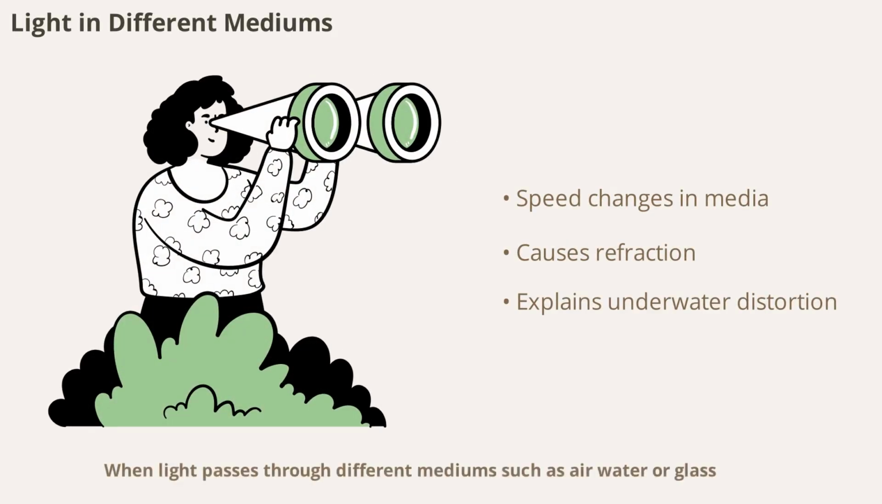When light passes through different mediums, such as air, water, or glass, its speed and direction change. This change is due to the varying optical densities of the materials. The bending of light, or refraction, is more pronounced when the difference in density is greater. This principle explains why objects look distorted underwater and is essential in understanding how lenses and the human eye function.